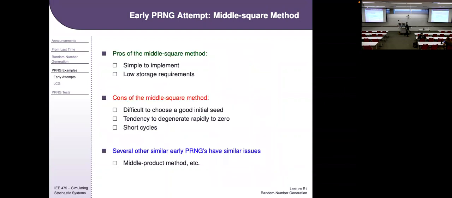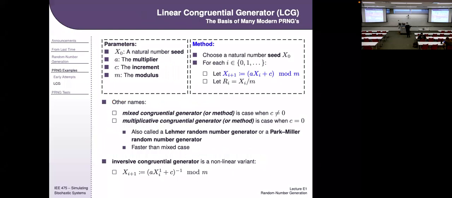So the middle square method was an example that was not a good use here. But it was simple to implement. It didn't take a lot of memory to do so. Difficult to choose a good seed. Typically degenerates to 0 or has short cycles. There are certainly other early PRNGs that have similar issues, middle product method and so on. So it wasn't really until we got to linear congruential generators that, now there's all sorts of really interesting random number generators, but this was the first one that seemed to hit the sweet spots. And so this made random number generation practical.